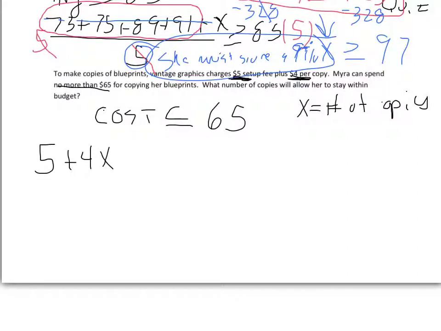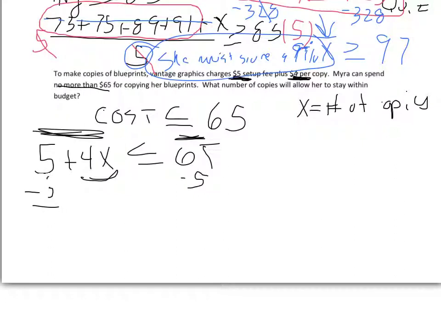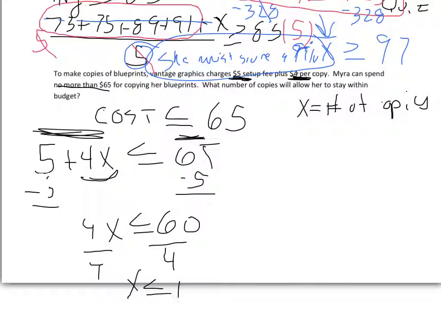Because if she has 1 copy, it's $4. 2 copies, 8, 2 times 4. 3 copies, 3 times 4, 12. So that has to be less than or equal to 65. So this is her cost here. This is her constraint, what she has to stay under. Now we're going to solve this. We need to get rid of this 5, because we really want to isolate the x here. So we subtract 5 from both sides. That gives us 4x is less than or equal to 60. Divide by 4, and we have x is less than or equal to 15.